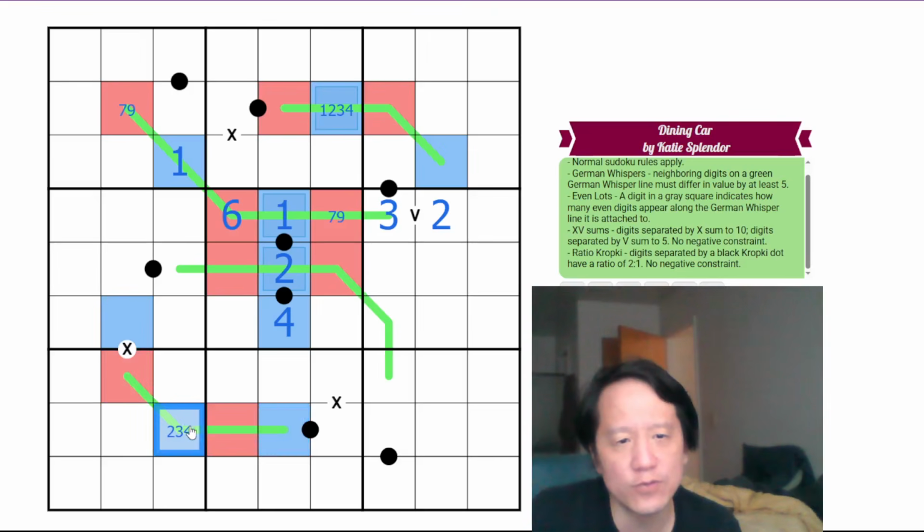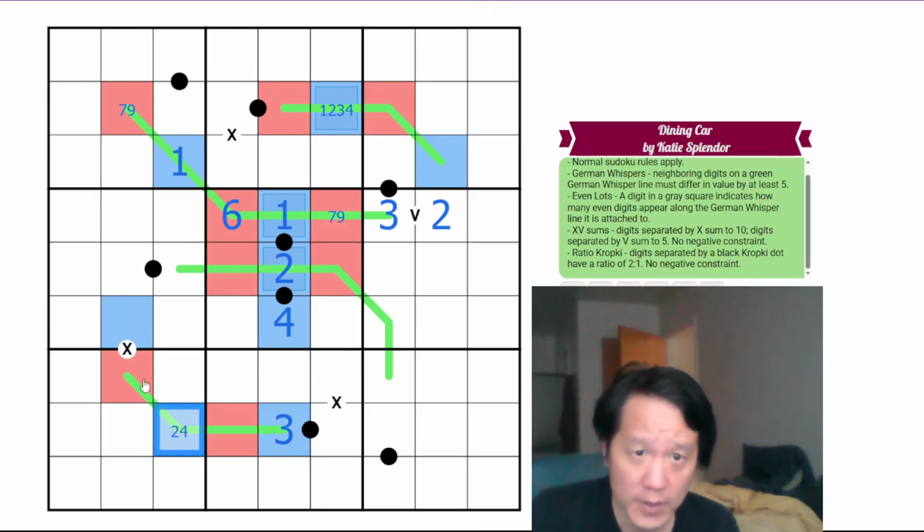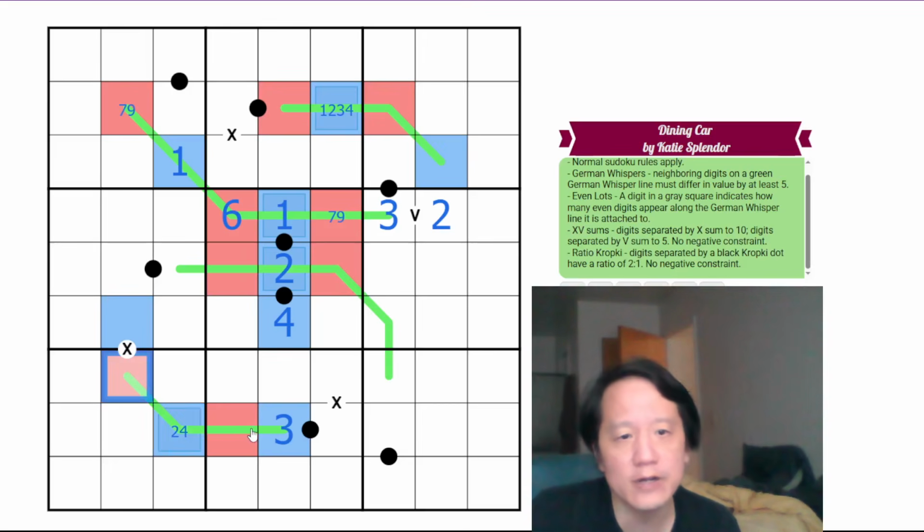We can't have 4. Okay, we have at least 2 even digits here. And we can't have 4. This is a low digit. It cannot be 1, 2, or 4. Therefore, this must be 3. So this is 3 here. If we had a 4 here, that would guarantee a 9 here and a 9 here, and therefore you would not have 4 even digits on this line. So this can't be 4. That's 2. It's the same thing here.